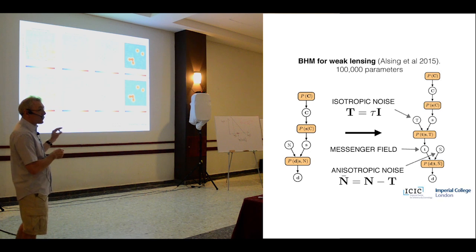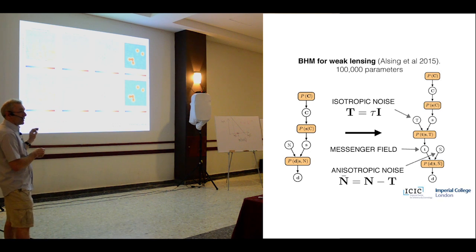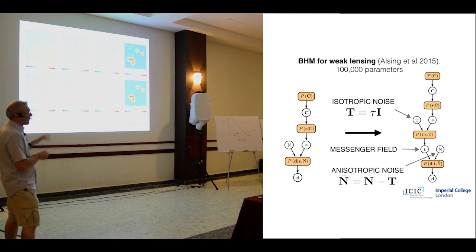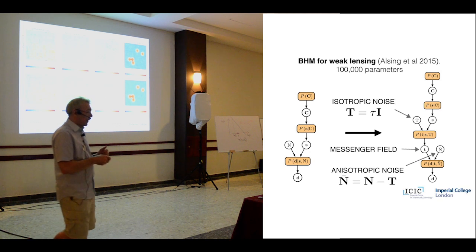Each of those, the true values of the shear, are all parameters in the model. We have a couple of slices, we also have E and B modes, so it ends up being about 70,000 parameters. So we're working with a large dimensional space, but the advantage of the Bayesian hierarchical model is that we know what the conditional distributions are. So given a power spectrum, we know what the probability of getting a particular map is. So we break it down into probabilities that we know.